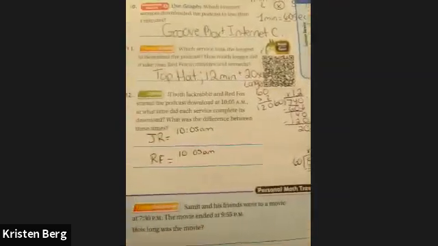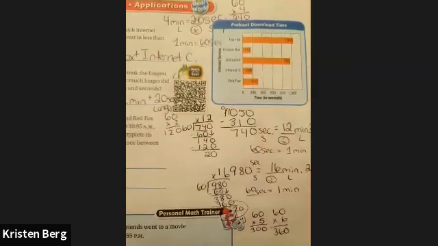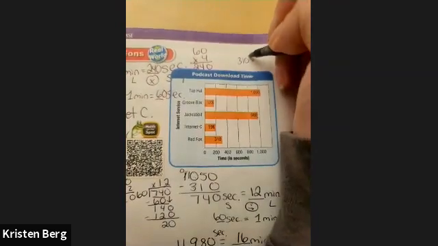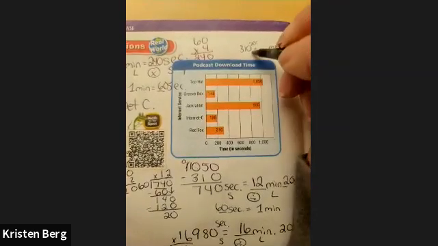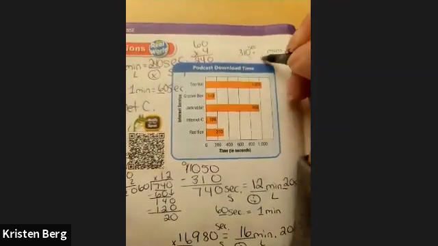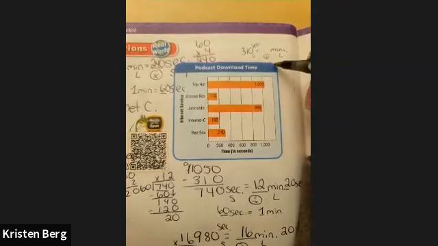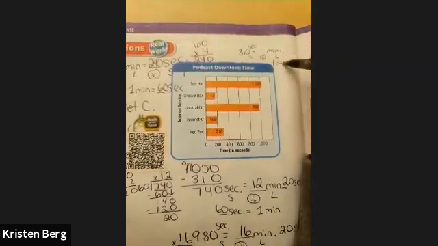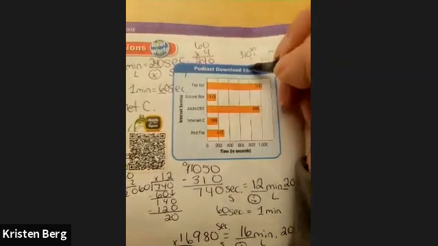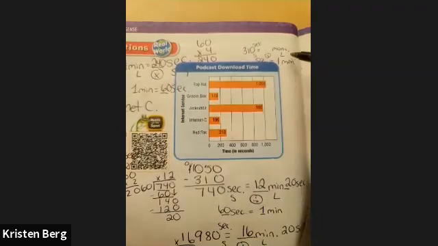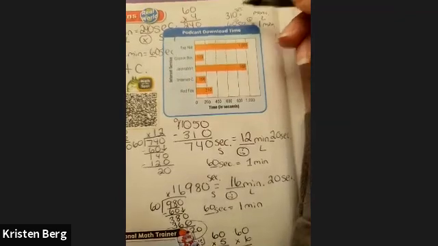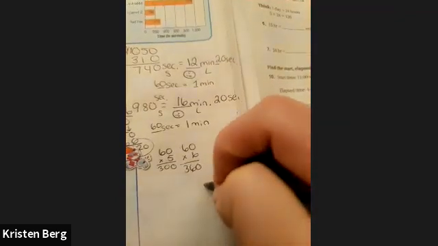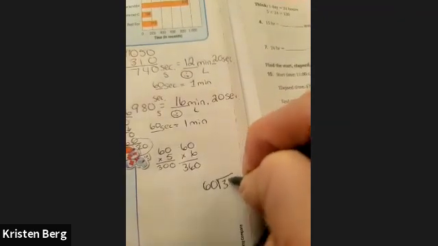Now talking about the Red Fox. Red Fox is doing 310 seconds, and we're changing it to minutes. So this is small to large, so we are dividing. And then 1 minute equals how many seconds? So that would be 60. So then we got to see how many 60s will go into 310. So how many 60s go into 310?